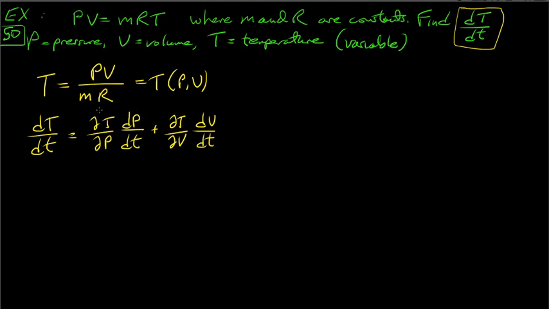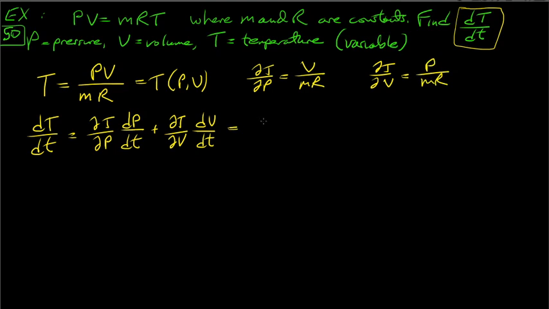Okay, so I think we can find these partial derivatives pretty easily. With respect to P, V is the constant, so you just get V over MR. And then the partial with respect to V, now P is the constant, so this is P over MR.